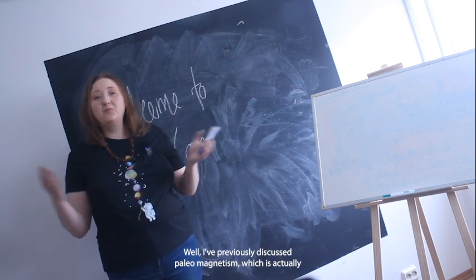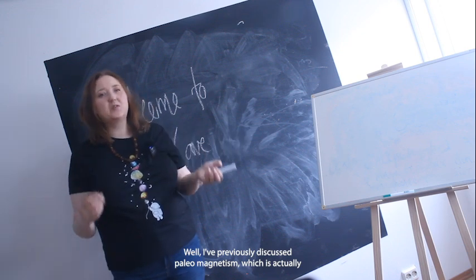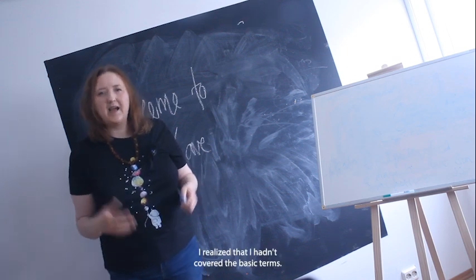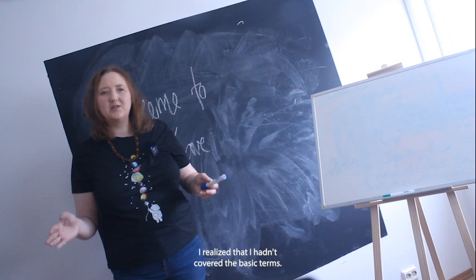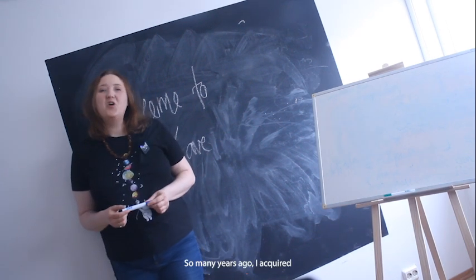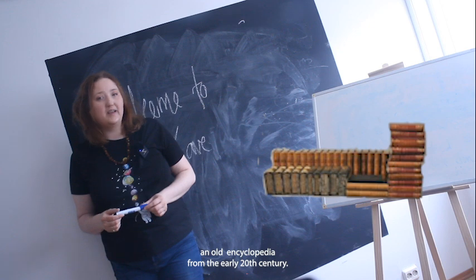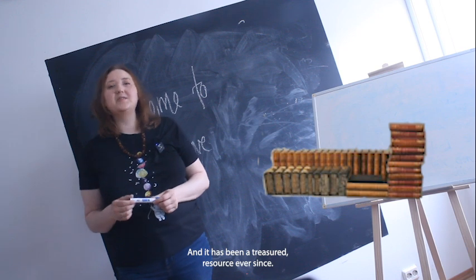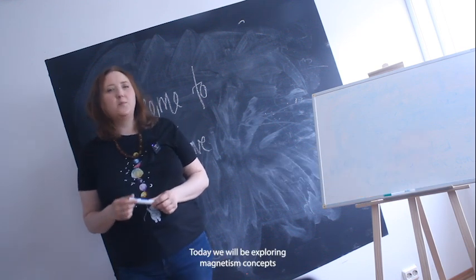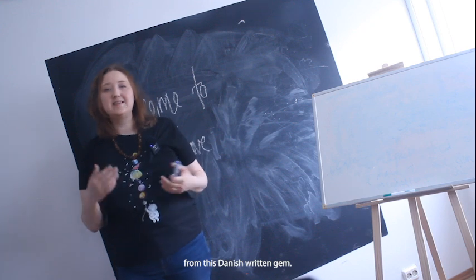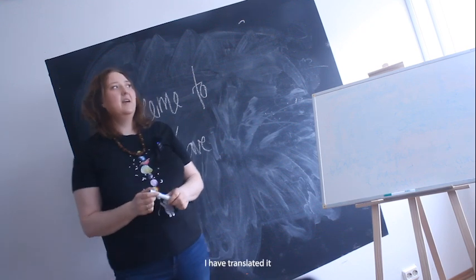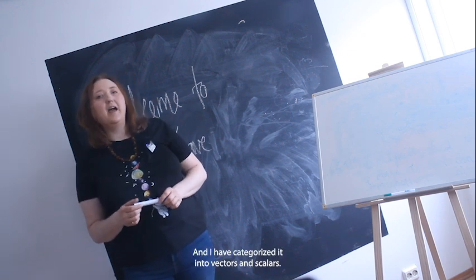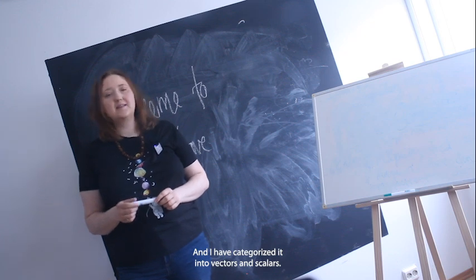Well, I've previously discussed paleomagnetism, which is actually one of my most popular topics here on YouTube. Surprisingly, I realized that I hadn't covered the basic terms. So many years ago, I acquired an old encyclopedia from the early 20th century, and it has been a treasured resource ever since. Today we will be exploring magnetism concepts from this Danish written gem. I have translated it as accurately as I possibly could, and I have categorized it into vectors and scalars.